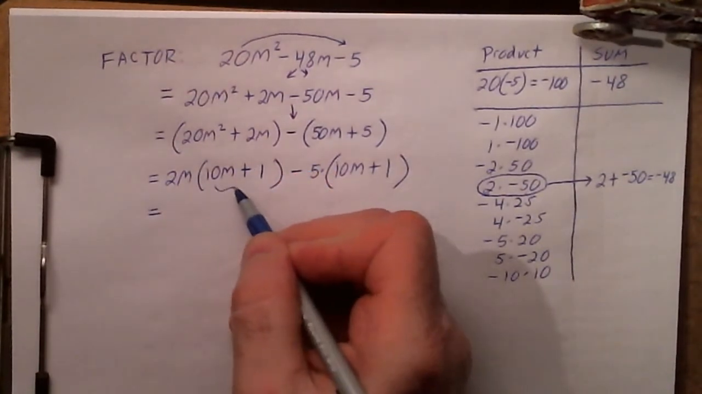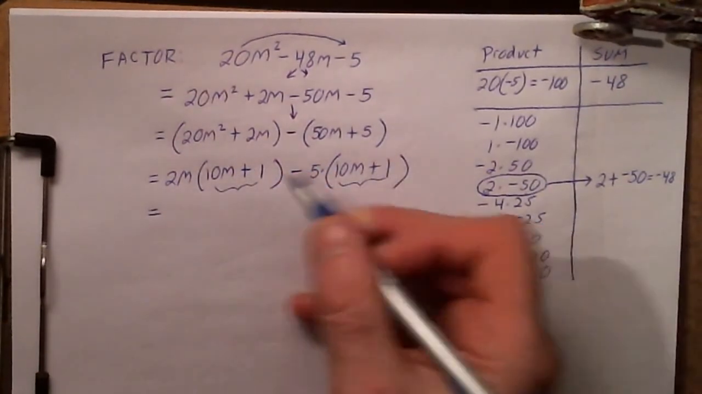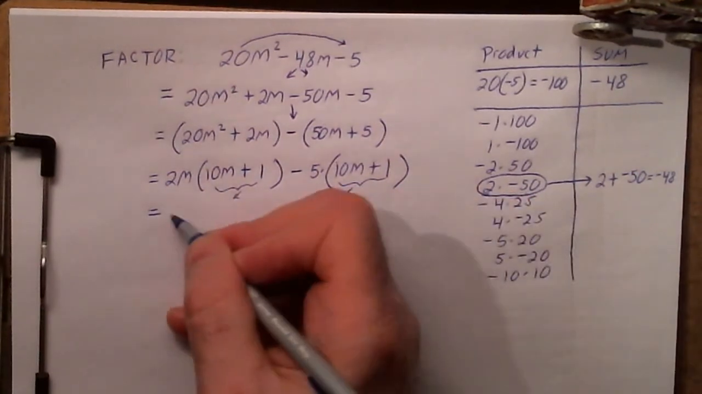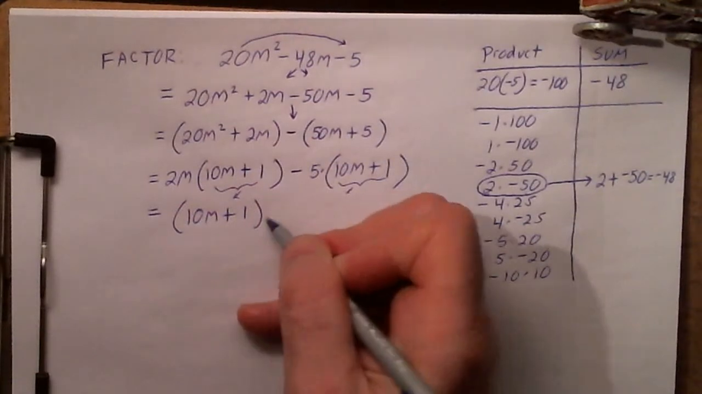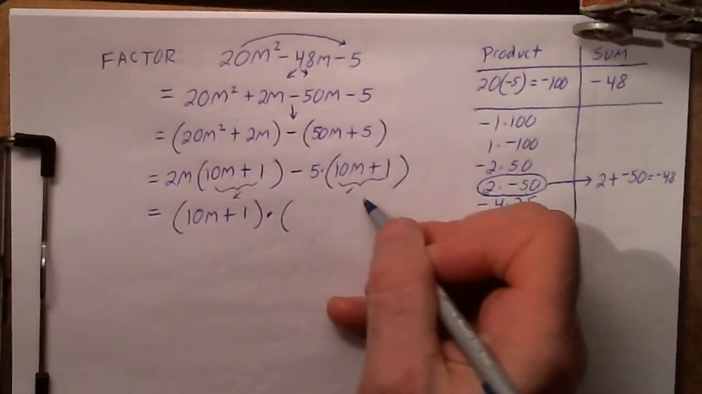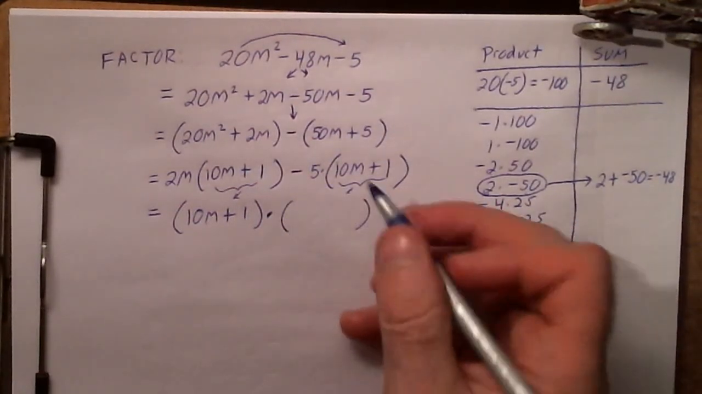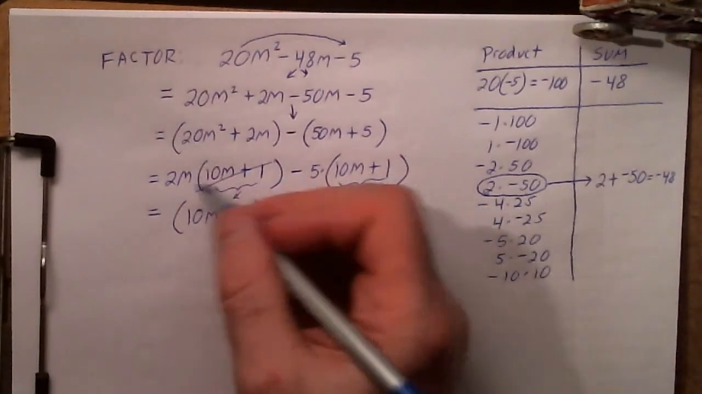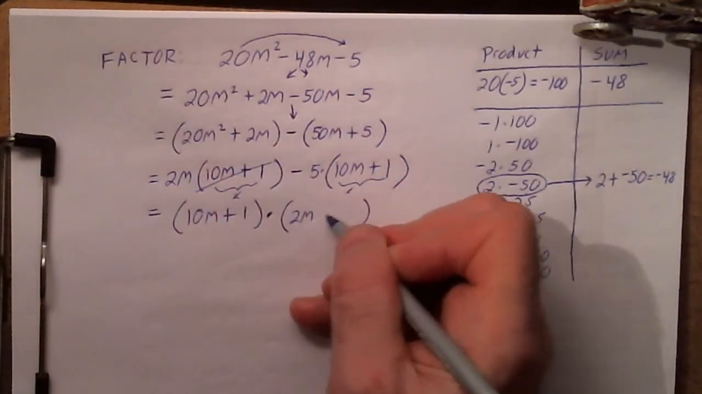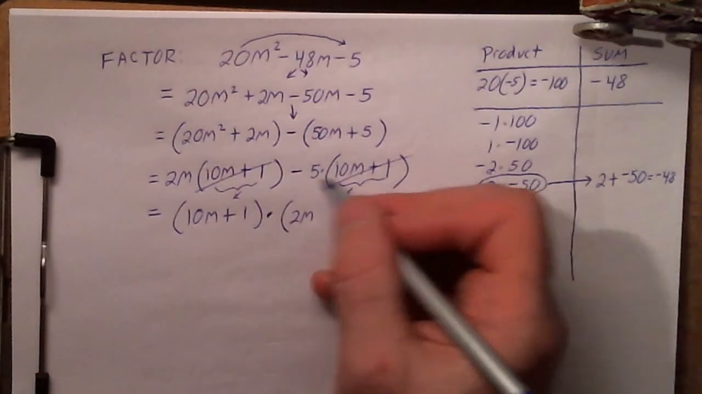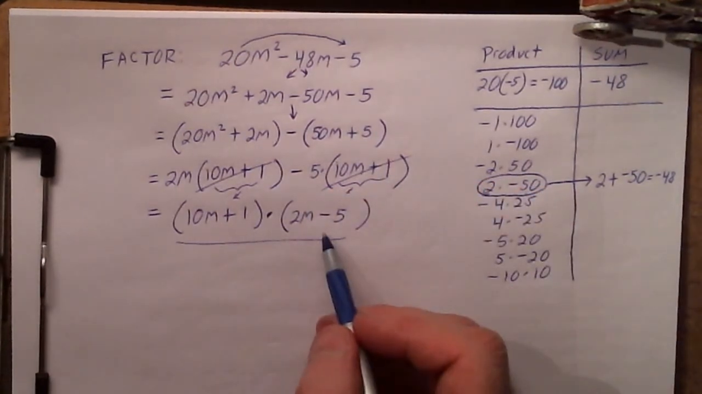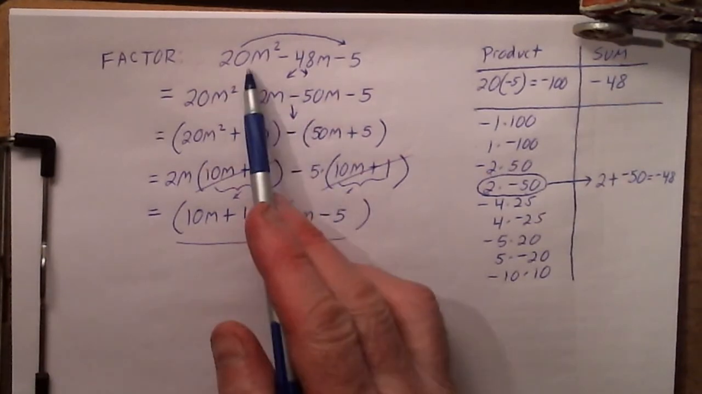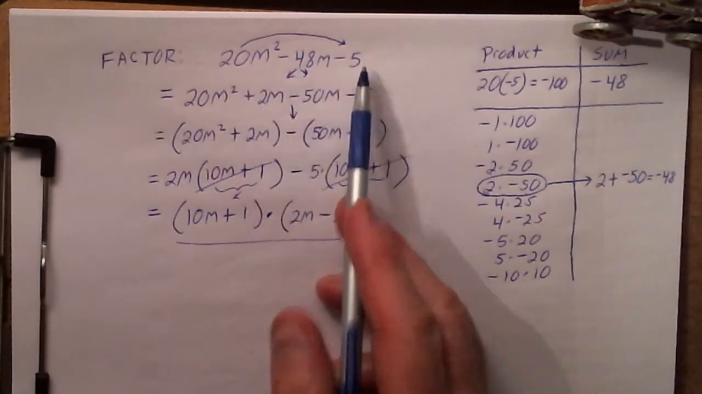Notice we have a common binomial factor of 10m plus 1 that can be factored out of both these terms. Next line, put an equal sign. Just break the 10m plus 1 down once, times. And what do you leave behind after you factor the 10m plus 1 out? Well, when you factor out the first term, you leave behind 2m. When you factor out the second term, you leave behind minus 5. And there you go, ladies and gentlemen. That is the correct factorization of this trinomial 20m squared minus 48m minus 5.